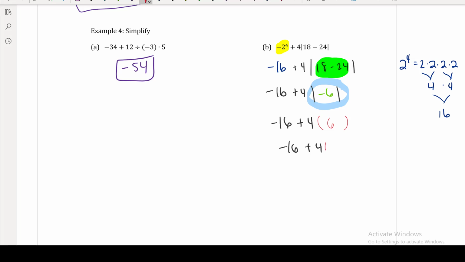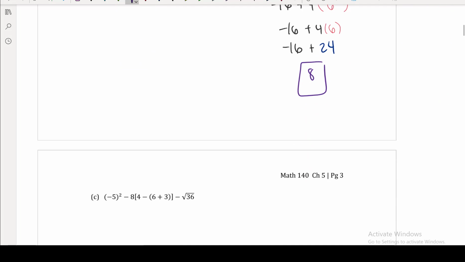And note, don't forget that it's being multiplied by 6. So a negative 16 plus, and 4 times 6 is actually 24. So now you just add negative 16 plus 24, and that is going to give you a positive 8. So that would be your final answer for part B.